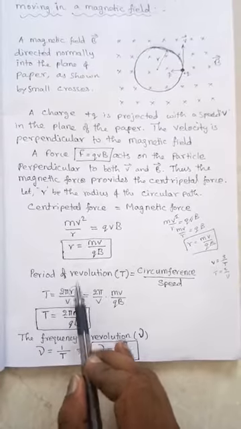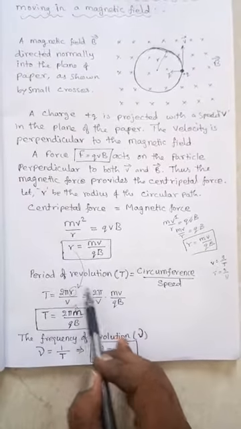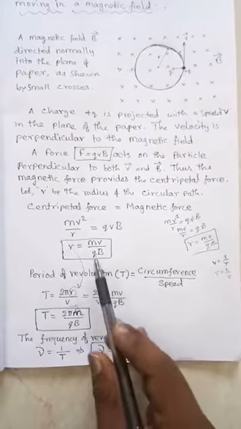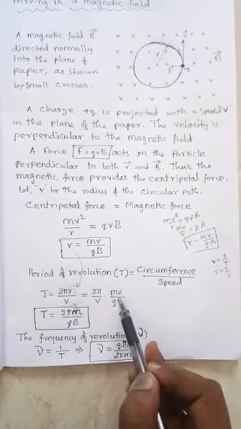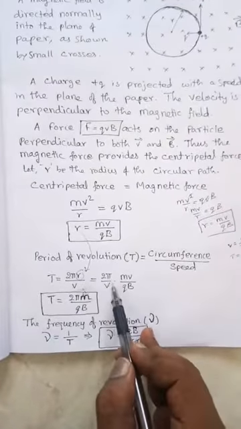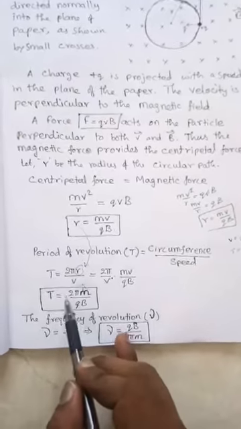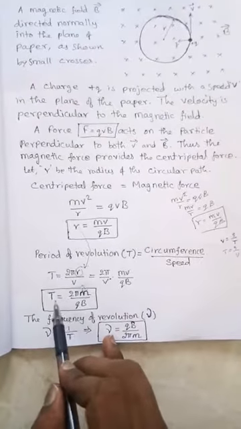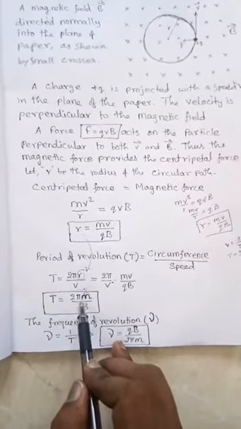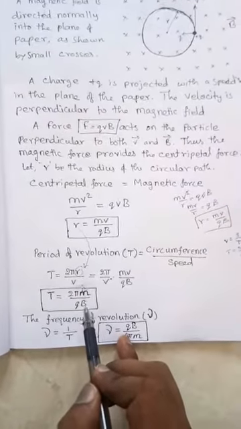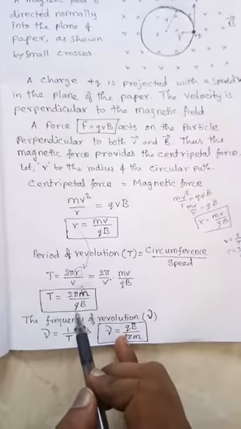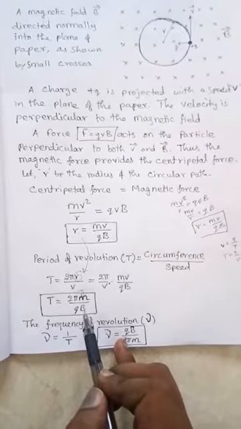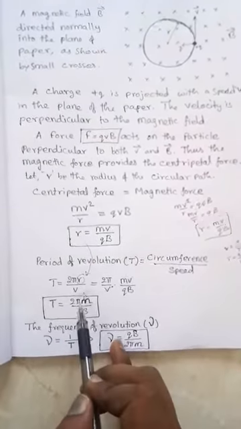Here, substitute the value of r, which is mv by qB. Here v cancels, so the time period of the revolution T is equal to 2 pi m divided by qB. m is the mass of the particle, q is the charge of the particle, B is the magnetic field, and 2 pi is the constant.